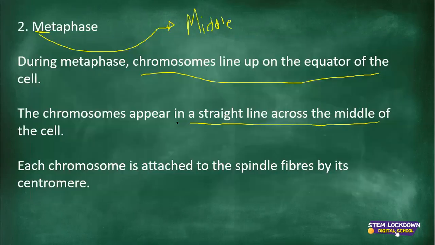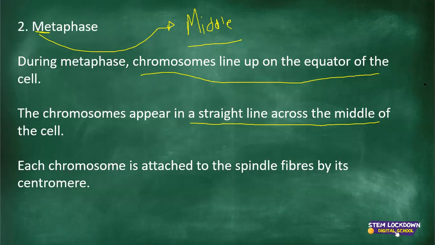Metaphase, remember I said how to remember metaphase? Just think of the M in metaphase as middle. Why? The chromosomes are appearing in a straight line across the middle of the cell. Even when I show you diagrams, you should be able to identify, based on the position of the chromosomes in the diagram, which process this is.